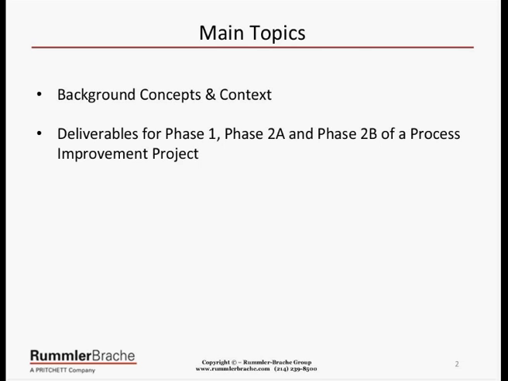project, and review those, not just what they are, but why they're important and how they contribute to the overall success of a process improvement project. And finally, what are some of the critical success factors? I'll review that near the beginning of the presentation, and then as I go over each phase and the deliverables, I'll read those critical success factors.